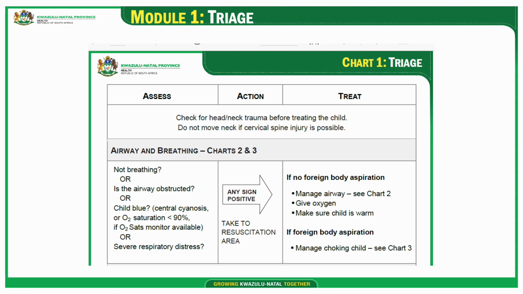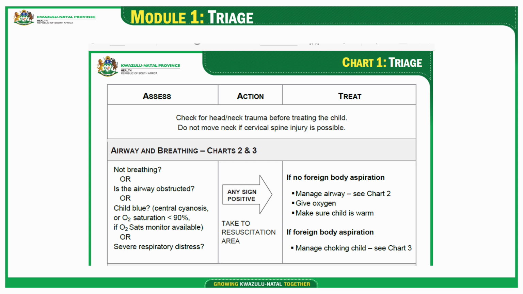Throughout this module, we refer to Chart 1, which is found on page 73 of your manual. This chart is the triage chart. It's divided into 3 columns: assess, action, and treatment. You'll note before we start assessing airway and breathing, or before we start managing airway and breathing, we need to check for head or neck trauma. We don't want to save the child's life, but leave them paralyzed. So we need to be careful to make sure that we don't move a damaged cervical spine.